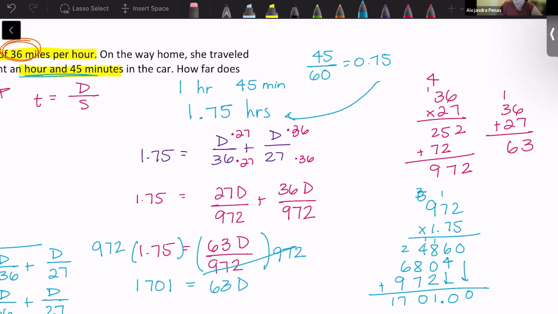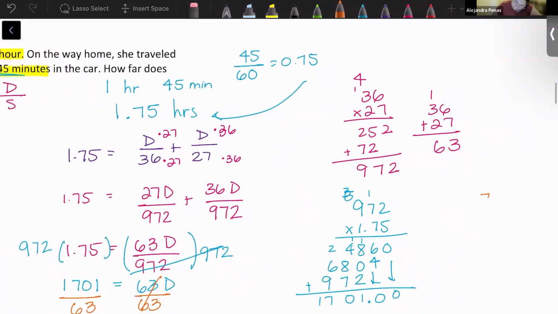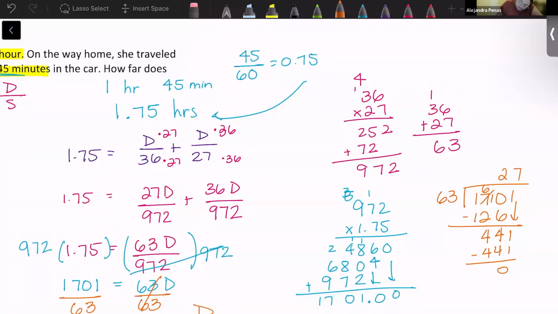And the very last step is to divide both sides by 63. That's going to be twice, which would make it 126. That would be 27. So the total distance from work is going to be 27 miles.